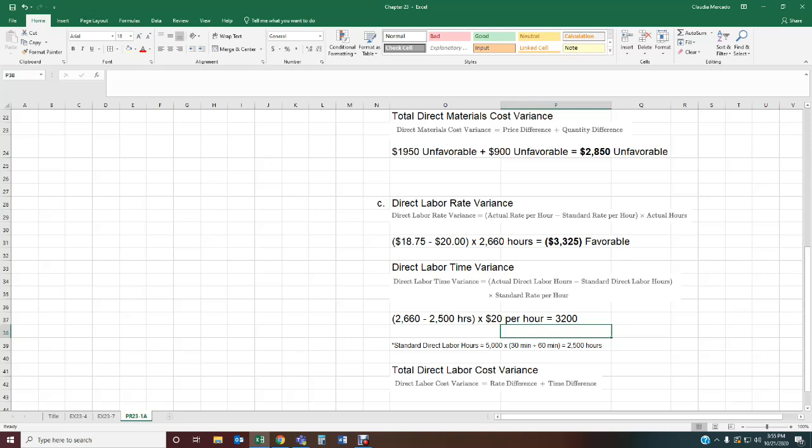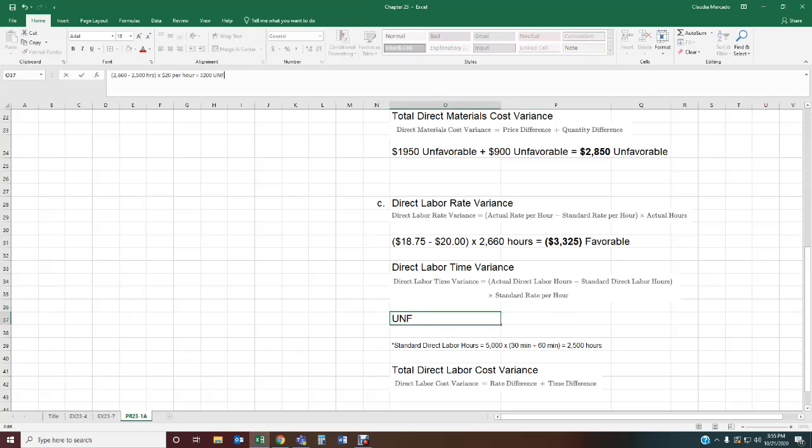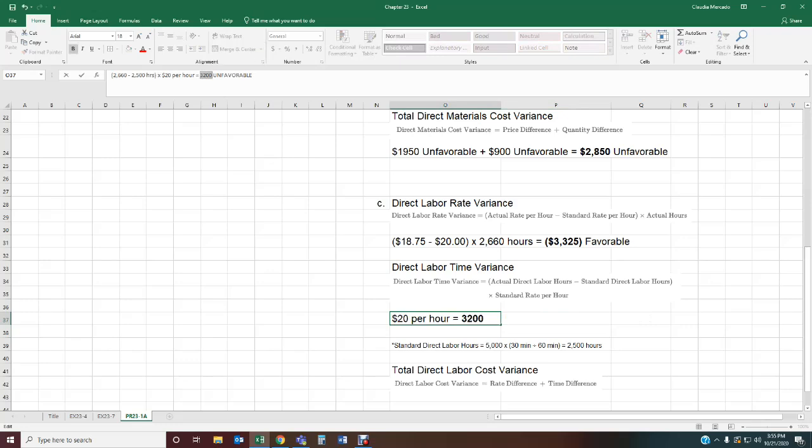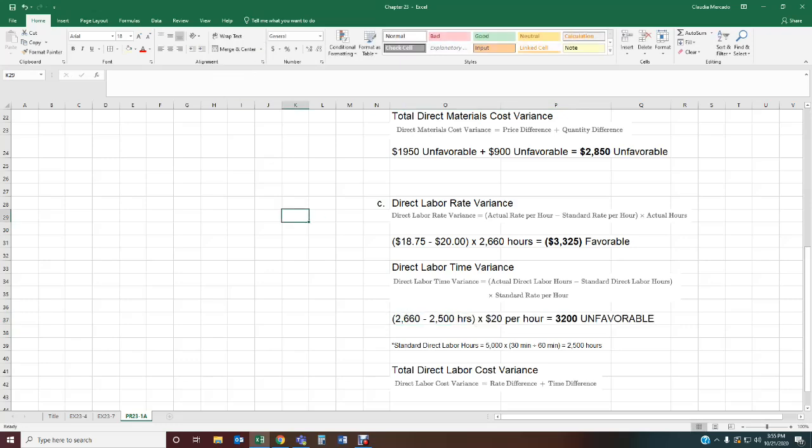So now that is causing a positive number, which is 3,200. That means that is an unfavorable variance. So if it's a positive number, it's an unfavorable variance. Okay.